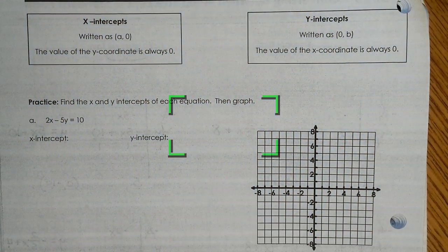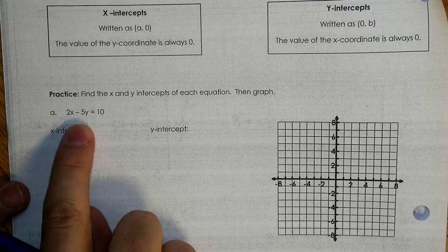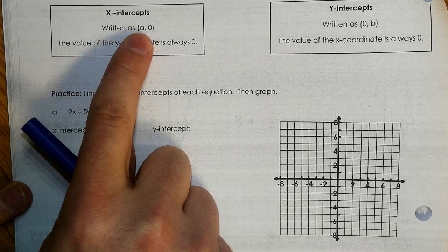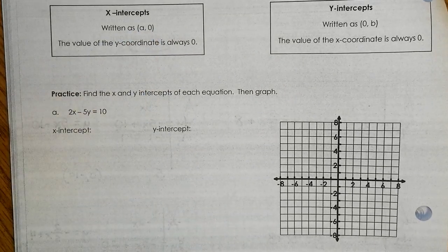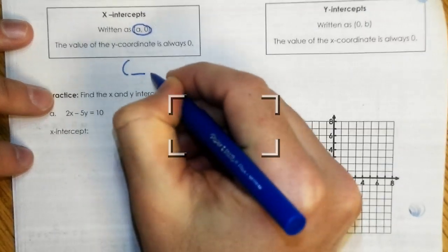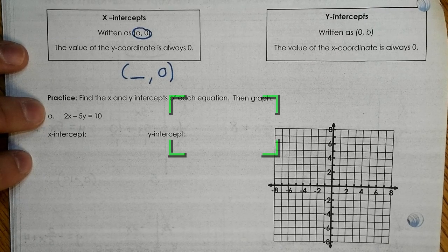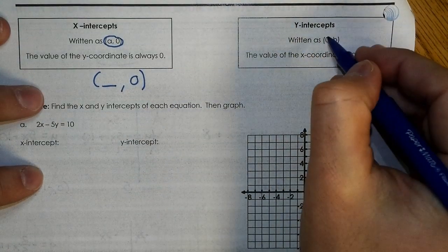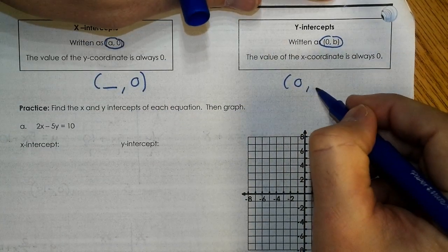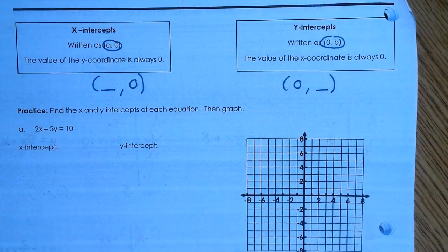Now I'm going to show you how to find the x-intercept and the y-intercept when you're given something in standard form like this. Notice the x-intercept is written as blank, 0. Your y is always 0. So it looks something like this: blank, comma, 0. That's what your x-intercept looks like. For the y-intercept, your x is going to be 0, and your y is what you're trying to find. Okay? So let's jump into some of these problems.